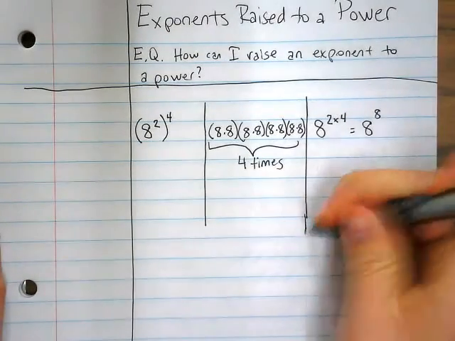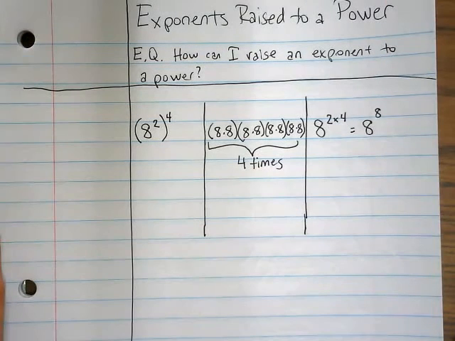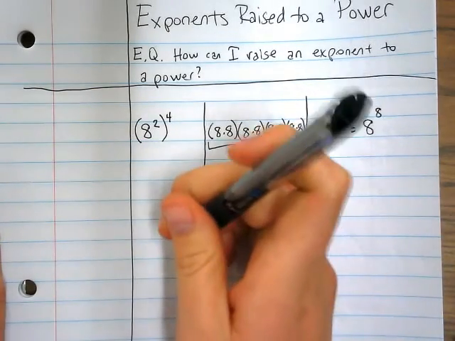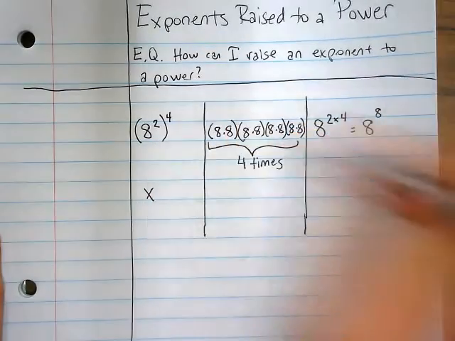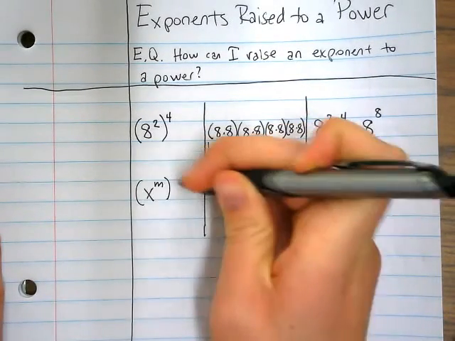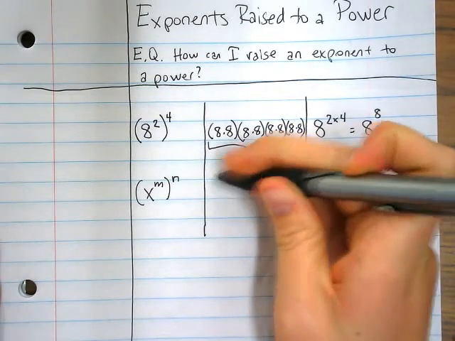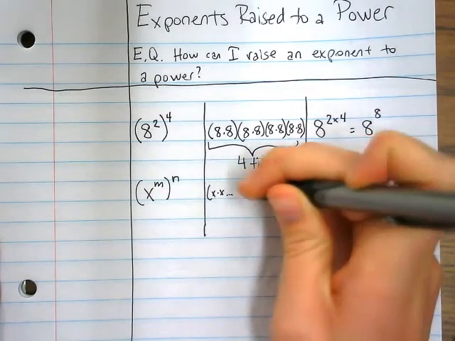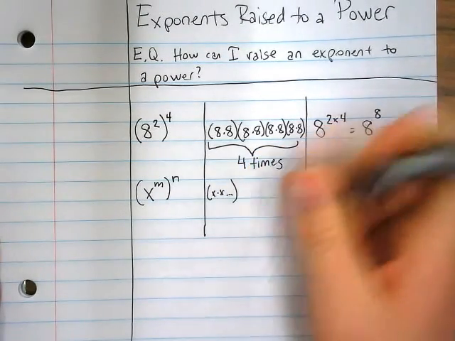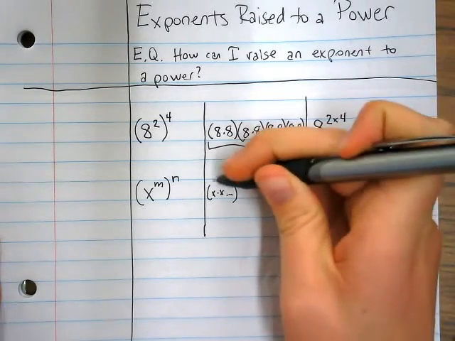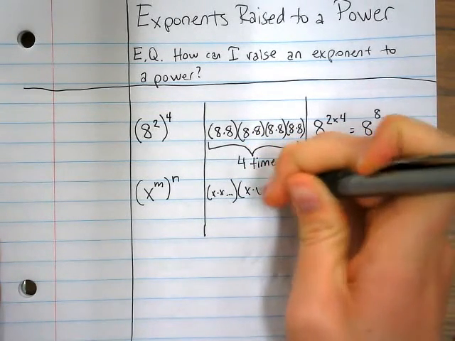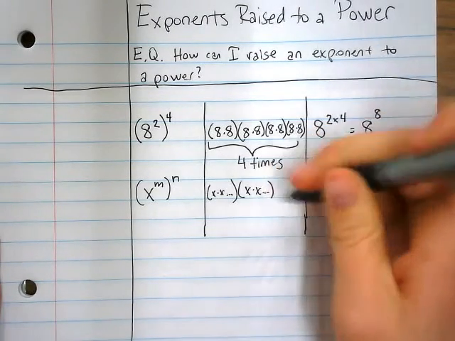And the last thing we're going to write down is what most mathematicians use to explain this law, because this is another law of exponents. But we're going to do x to the m to the nth power. So we're going to do x times x times x times x times x dot dot dot m times, x times x times x dot dot dot m times.